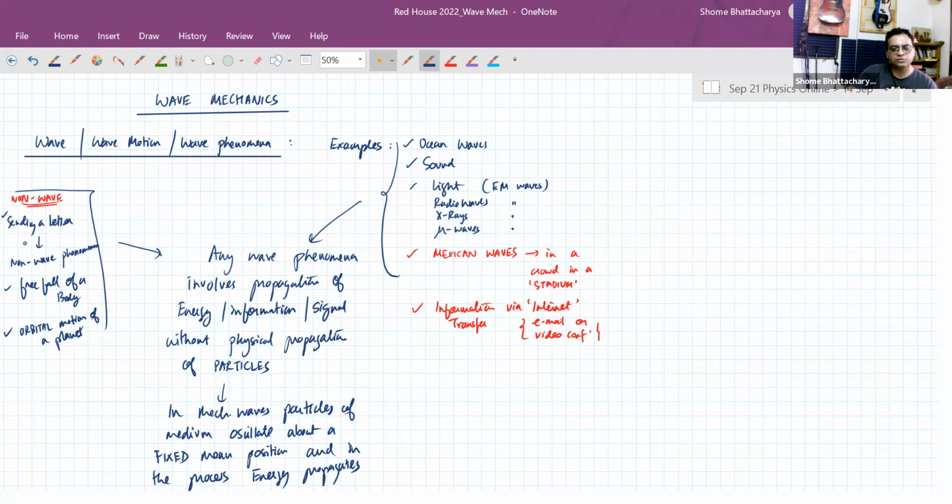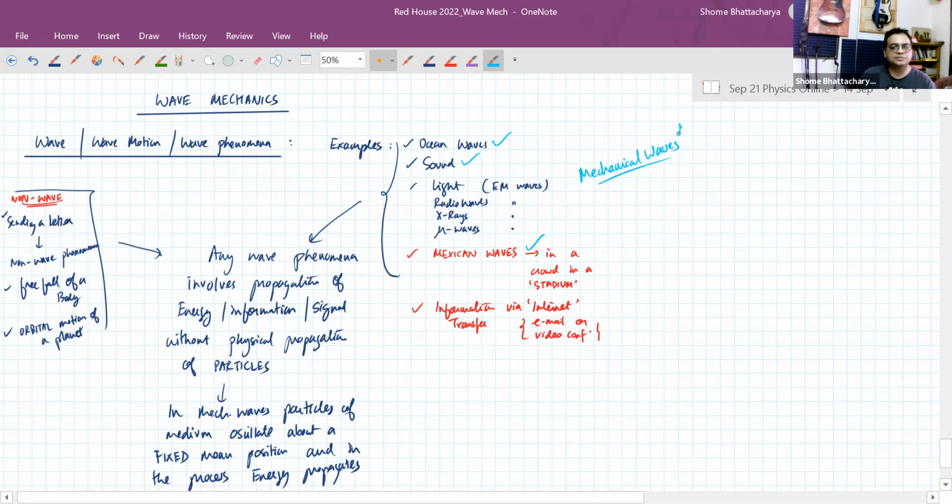So any process, broadly speaking, which fits this description, that we are able to propagate energy or information or both without physically transporting particles from the source of the energy to the recipient of the energy, that is basically a wave phenomenon. Now, as we have seen through these examples, wave phenomena are further categorized into situations like this one, or this one, which involve what we call mechanical waves.